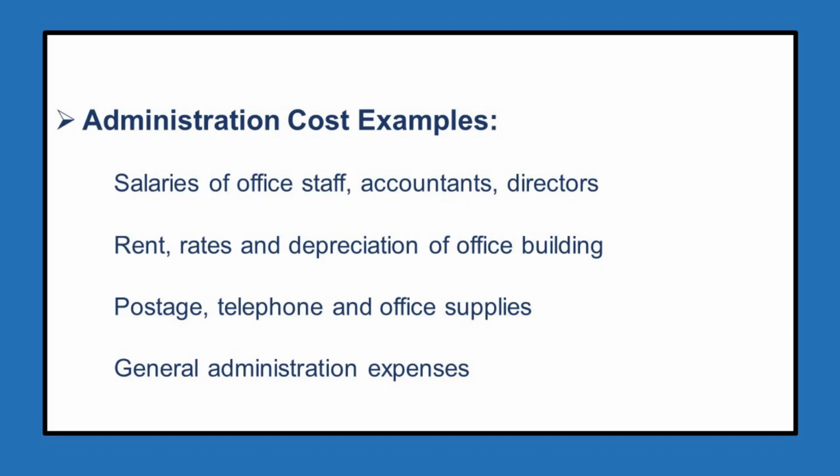In most of the cases, administration cost includes indirect expenses such as salaries of staff, rent, rates and depreciation of office building, postage, telephone and office supplies, general administration expenses, etc. One has to note here that administrative cost will include the cost of only those control operations which are not related to production, selling, distribution and research and development.